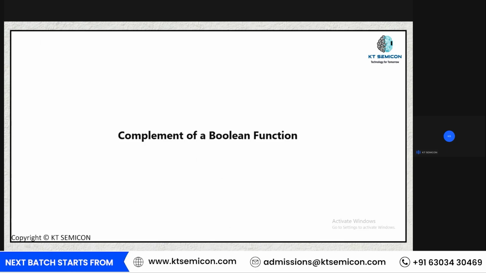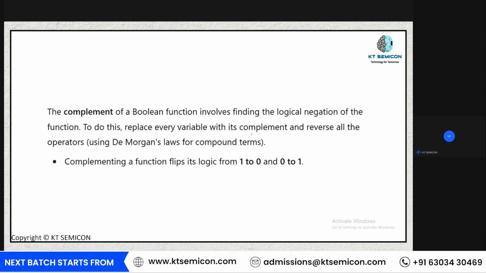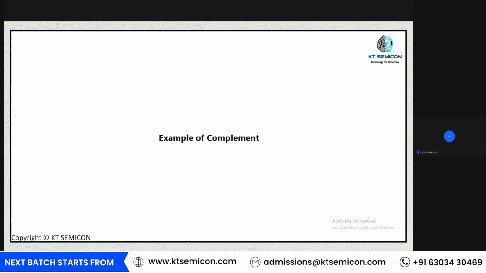Next we have the complement of a Boolean function. The complement of a Boolean function involves finding the logical negation of the function. To do this, replace every variable with its complement and reverse all the operators using De Morgan's law for compound terms. Complementing a function flips its logic from 1 to 0 and 0 to 1.